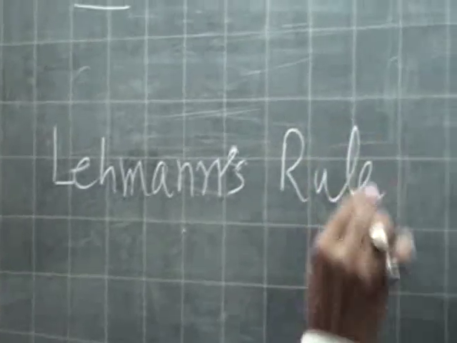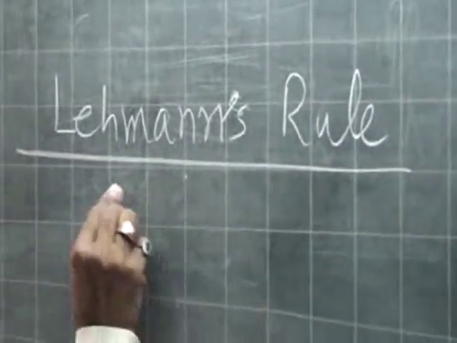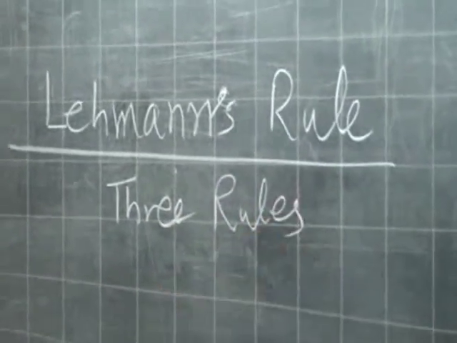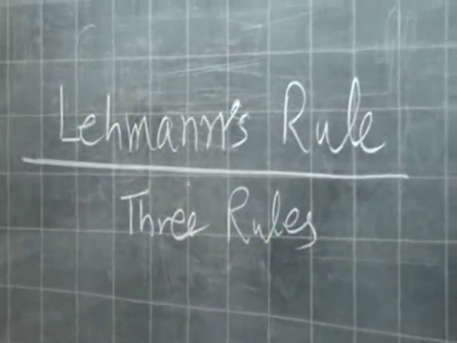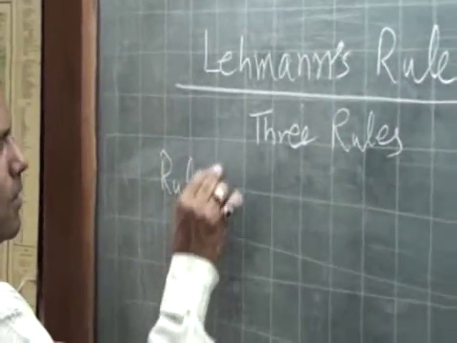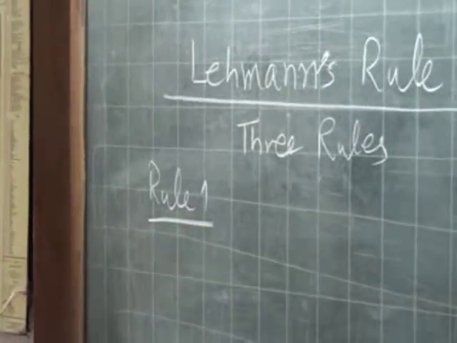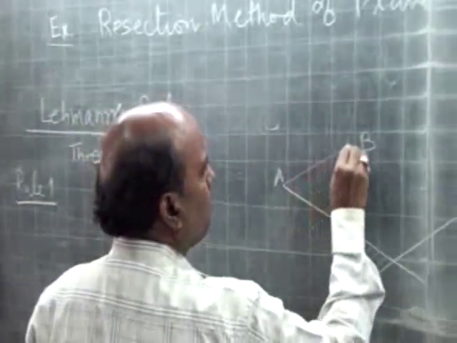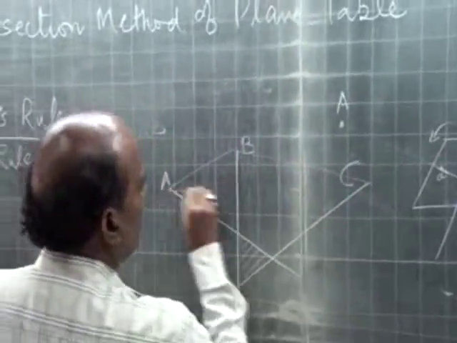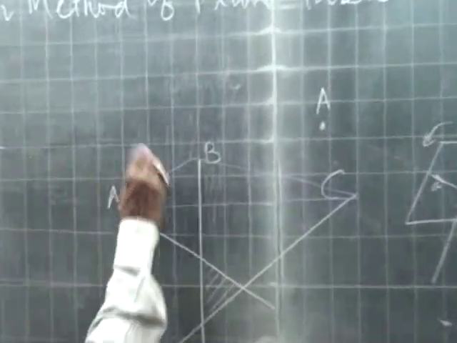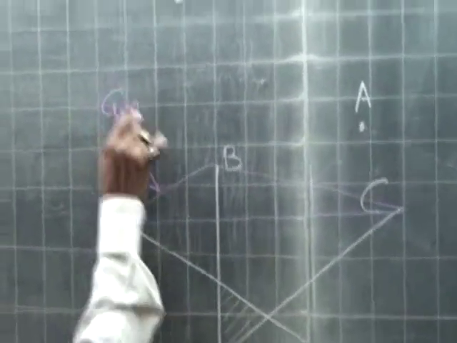So we will concentrate now on Lehmann's rules. There are three rules which will help us to solve this triangle and to get a single point. Rule 1 says that if you join points A, B and C, this will make a triangle, and this is called the great triangle.